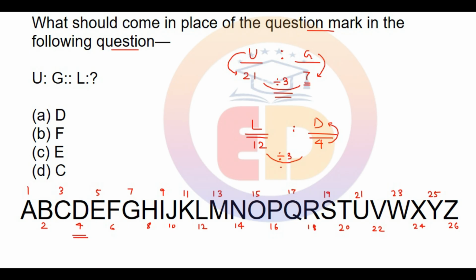Now, as an exam aspirant, it is very important for you to learn the numbering of these alphabets. You should learn them by heart. It will make many of the problems in mental ability easy for you. The answer here will be option number D.